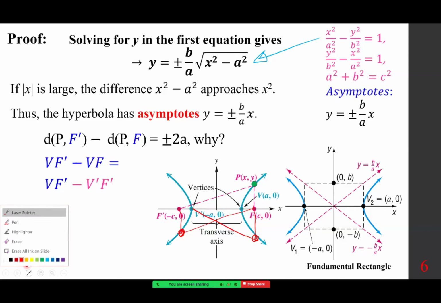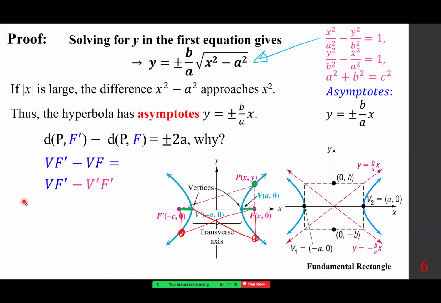Let me go with the green one. This distance, everybody, is the same as this distance. And therefore, vf prime minus v prime f prime becomes this distance, v prime, and since this is at a, 0, this is at minus a, 0, this distance must be 2 times a. So believe it or not, that's the proof.